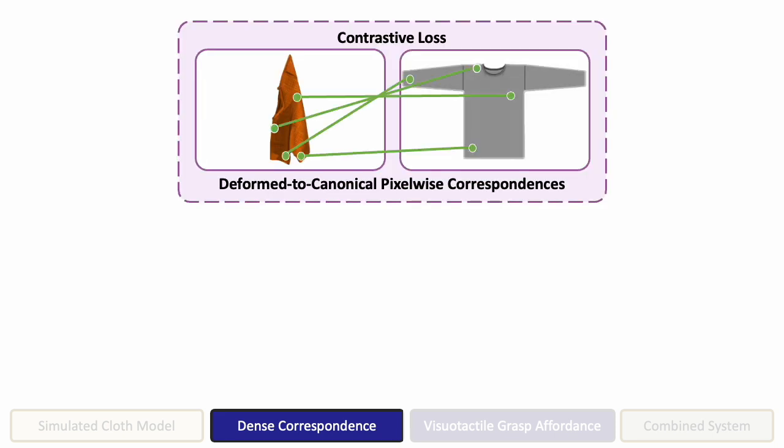Here we find pixel matches between deformed and canonical images and structure the loss to decrease the distance between matches in descriptor space. Simultaneously, the network finds non-matches and pushes them further apart.